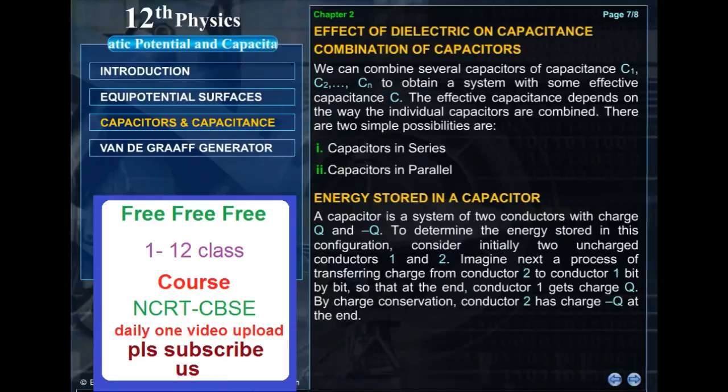Energy stored in a capacitor. A capacitor is a system of two conductors with charge Q and minus Q. To determine the energy stored in this configuration, consider initially two uncharged conductors 1 and 2. Imagine next a process of transferring charge from conductor 2 to conductor 1 bit by bit, so that at the end conductor 1 gets charge Q. By charge conservation, conductor 2 has charge minus Q at the end.